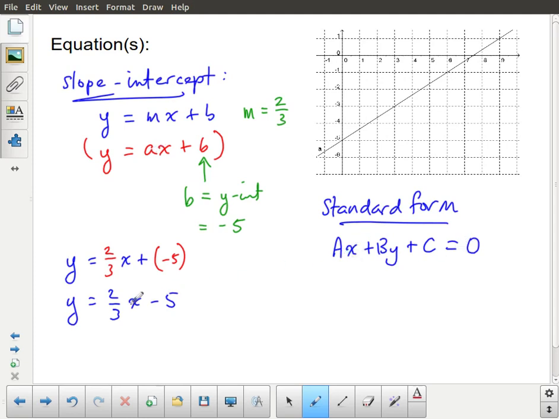Really, standard form is just a rearrangement of your slope-intercept form. But the way that we're writing this, what we want is we want no fractions. So we're going to do that, and we're going to bring everything to one side. And the other thing we want is generally, and this is not a really hard rule, but generally we want a positive A value.